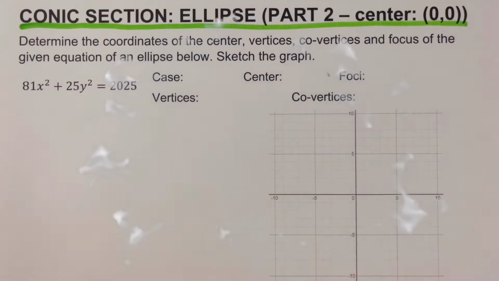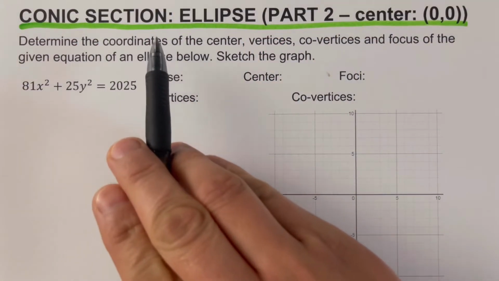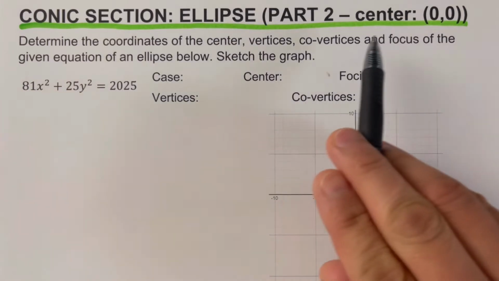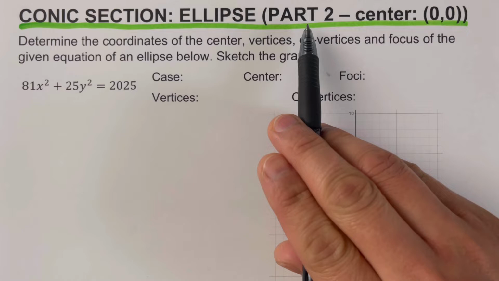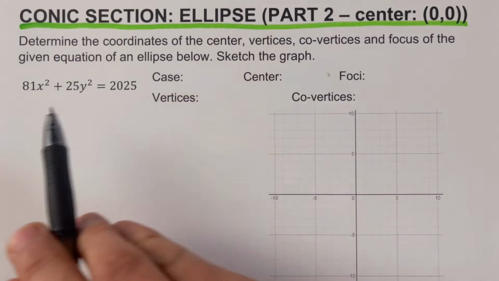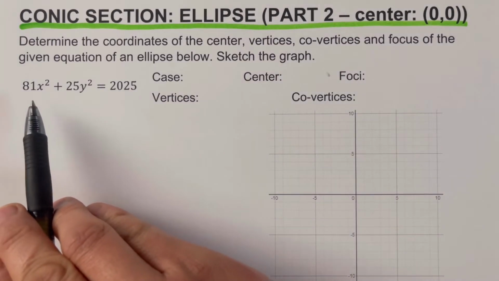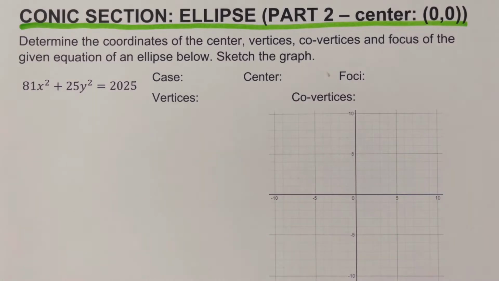Everyone, this video will focus on conic sections, specifically on ellipses with center at (0, 0), or the point of origin. And this is the second part. In this part, we're supposed to sketch the graph of an equation of an ellipse in general form. Before we go over this example, let's review the parts of an ellipse and the two cases of an ellipse with center at (0, 0), or point of origin.